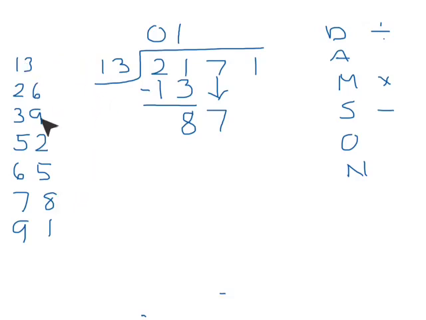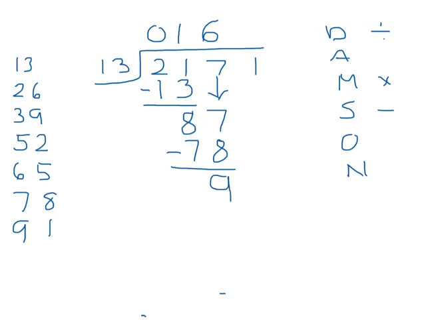1, 2, 3, 4, 5, 6 times 13 is 78. So we write our 6 in the answer. And then, of course, we check by doing the multiplying. 6 times 13, well, we've already discovered that, was 78. And we write it underneath. And now we subtract to see if there's a remainder. And the remainder is 9.